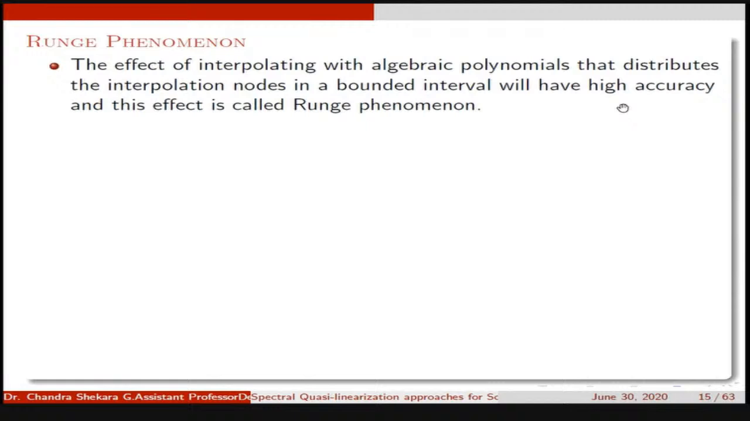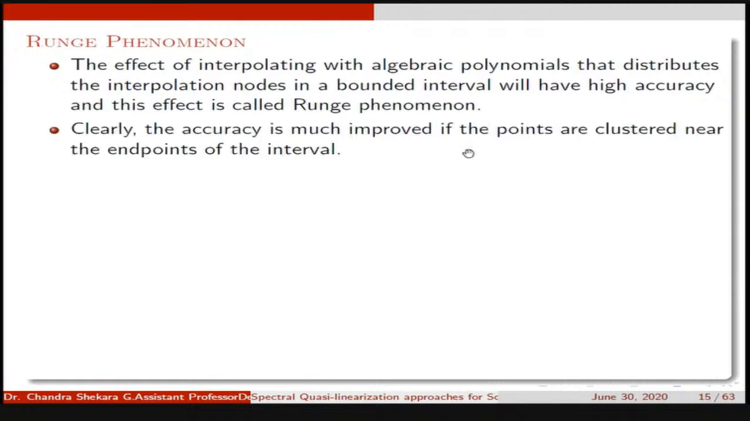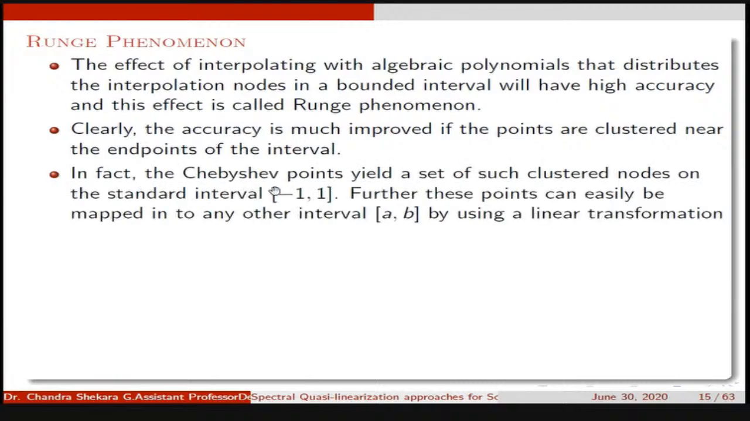Because of this phenomenon, we always try to use clustered grids instead of equispaced grids. These clustered grids are called collocation points. In fact, whatever I mentioned, Chebyshev or Gauss-Lobatto points, they yield a set of such clustered nodes on the standard interval -1 to 1. As I showed in that figure, the number of points placed near the walls is more. Therefore, we can capture the actual physics near the walls.